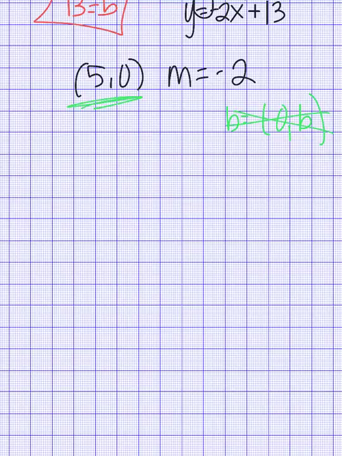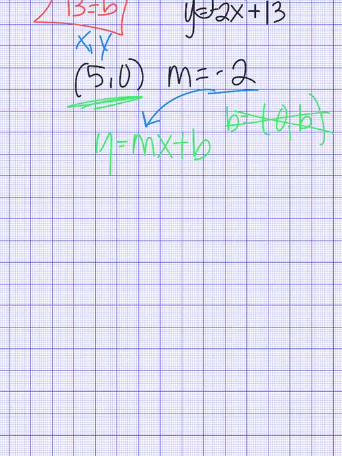So with that said, let's solve this. Let's write the equation first. y equals mx plus b. And let's plug in all the information we know. So what do we know? We know that the slope is negative 2, so that's going to go in for m. We don't know the y-intercept, but we have this point.